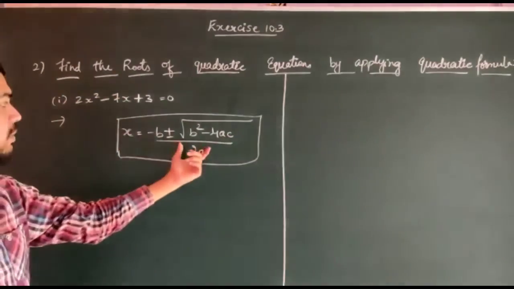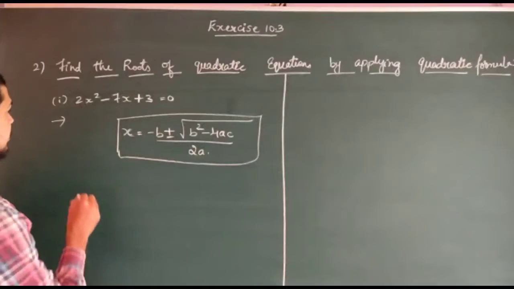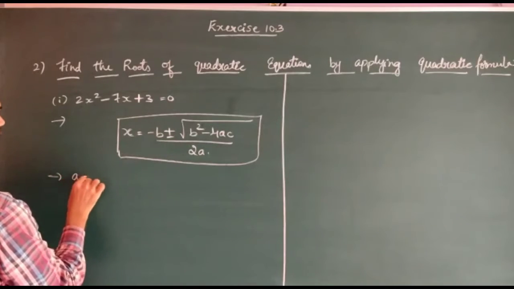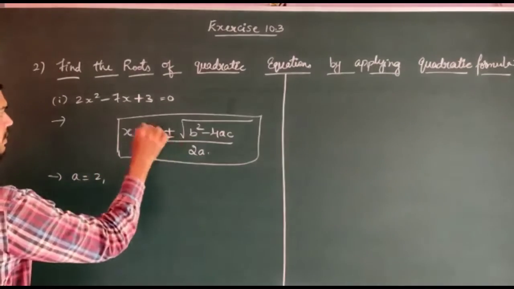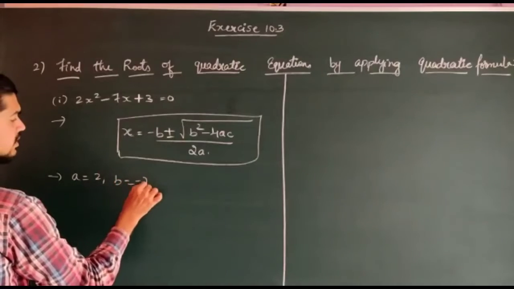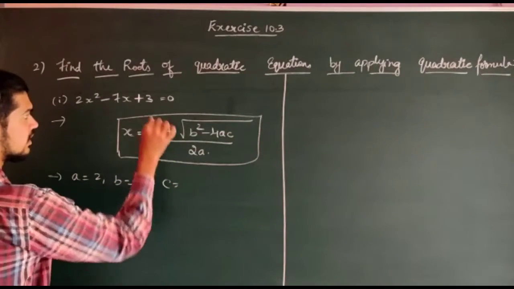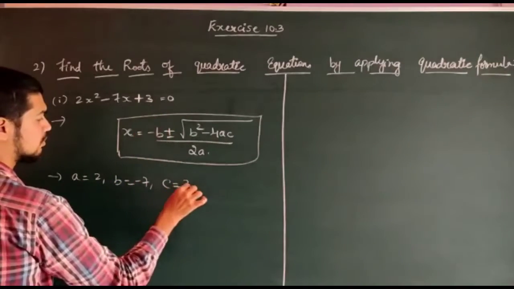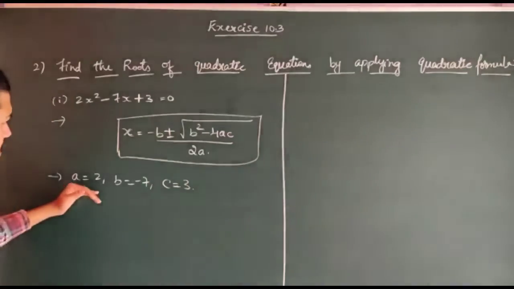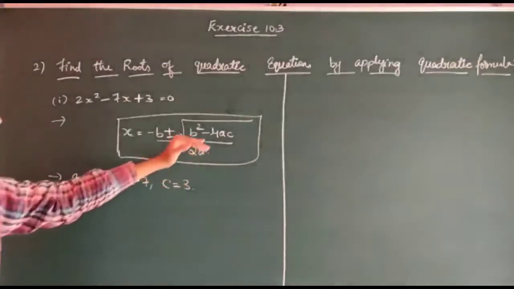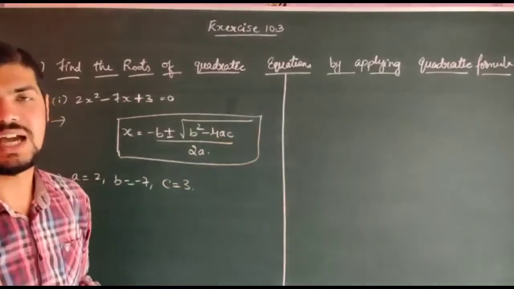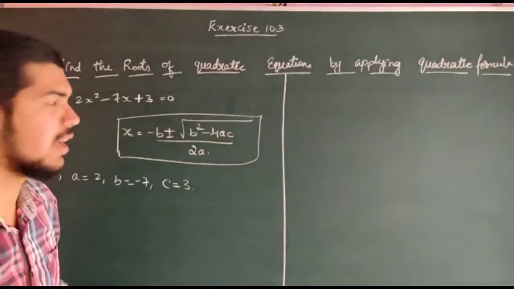If I compare this with this, I write down here, that a is equal to 2, b is equal to minus 7, and c, that is this, is equal to plus 3. Fine. You just need to substitute this a, b and c in this formula. You will get the answer, that is the values of x.